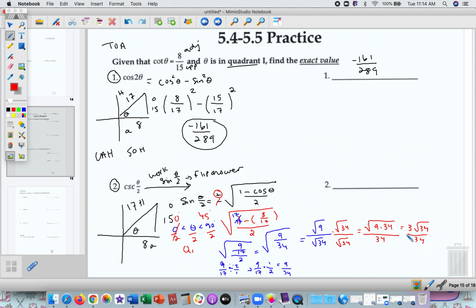So that's the sine. But if it said cosecant of theta over 2, we would have to flip this. So we could write this as 34 over 3 root 34. We'd have to multiply by root 34 in the numerator and denominator, so we would have 34 root 34 over 3 times 34. The 34s would cancel, and we would get root 34 over 3. And that would be our answer on that one.